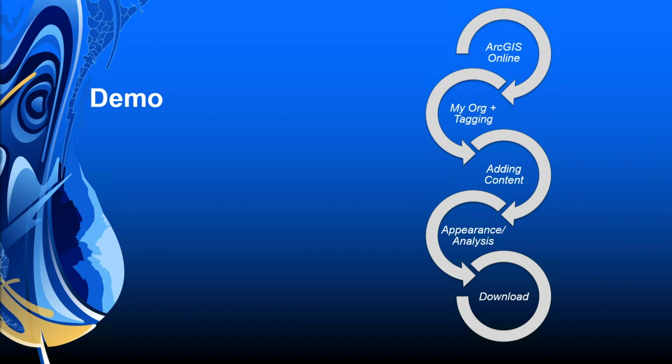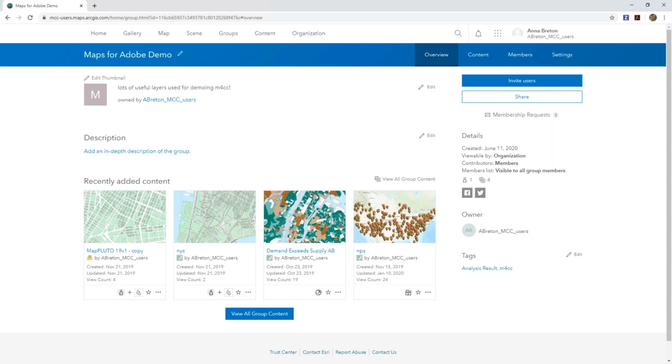Great, so we're going to go ahead and get started with some more in-depth demos. We're going to start off by talking a bit about ArcGIS Online and how you can share your data from ArcGIS Online to the Maps for Adobe extension. And then we're going to talk a bit about adding content and the appearance and analysis of your layers in the extension, and then downloading. So we're going to get started by jumping into ArcGIS Online.